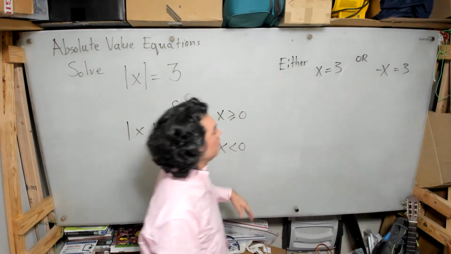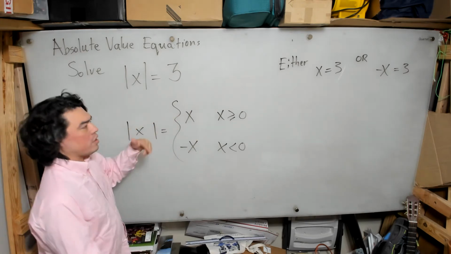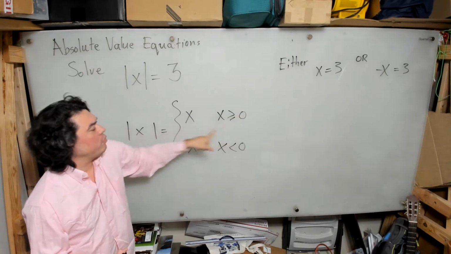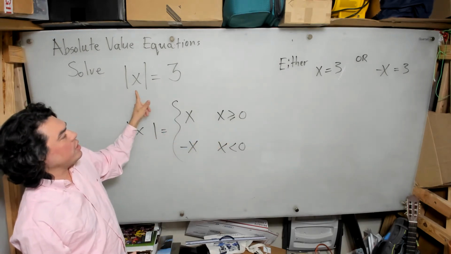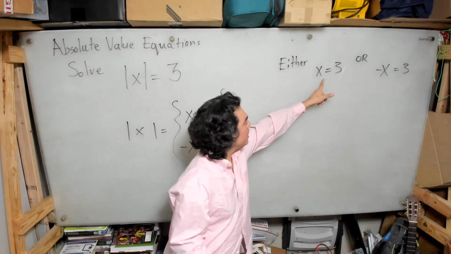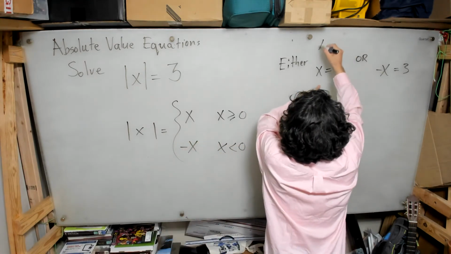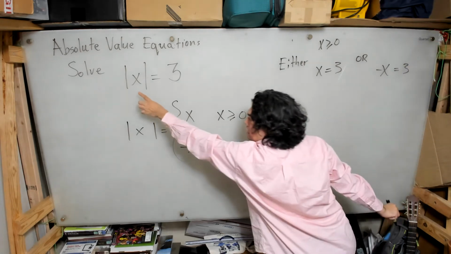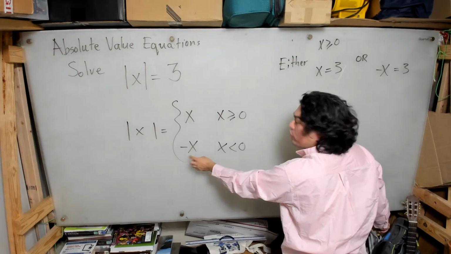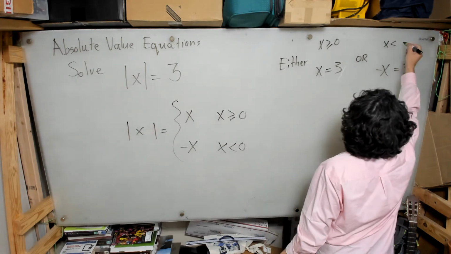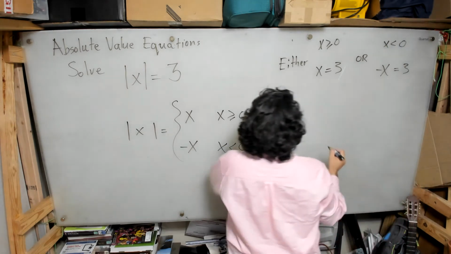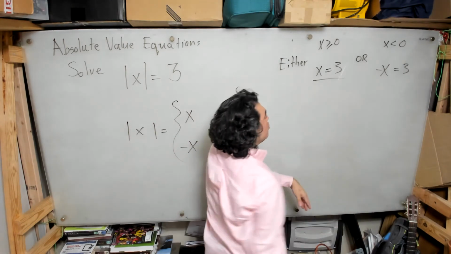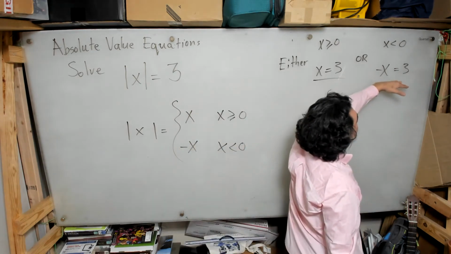Okay. So let me recap what I'm talking about here. Either the inside is already positive, in which case we just pull it out, right? So that's why this came out here in this case. This is the case that x is bigger than or equal to 0, or the inside is negative, in which case what comes out of the absolute value? The opposite of x. So that's like this, right? And so if I have x equals 3, well, that's already solved. So that's one solution. What if I have the opposite of x is equal to 3?